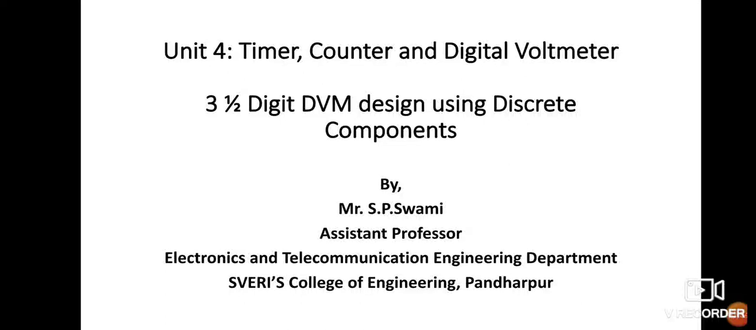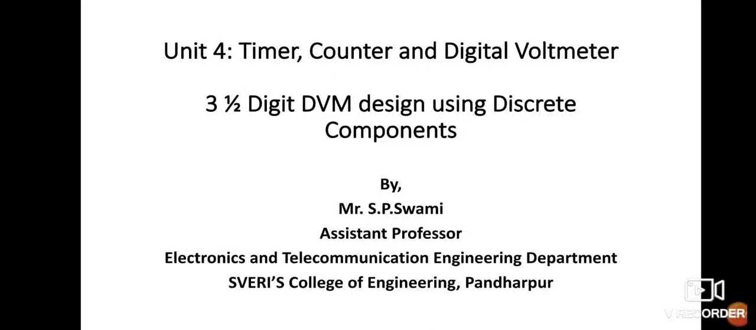After that, we designed the comparator circuit, and finally we designed the 3.5 digit DVM using the BCD counters, then latches, and 7 segment displays. So we covered all of this in the last lecture. Today, in this lecture, we are going to learn some more concepts regarding the design of the 3.5 digit DVM using discrete components.